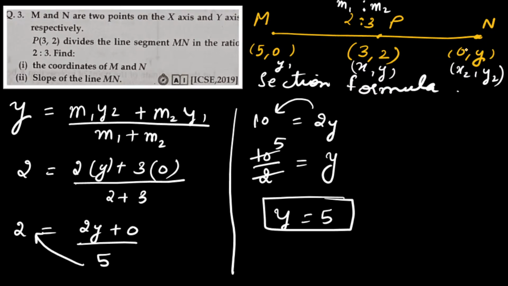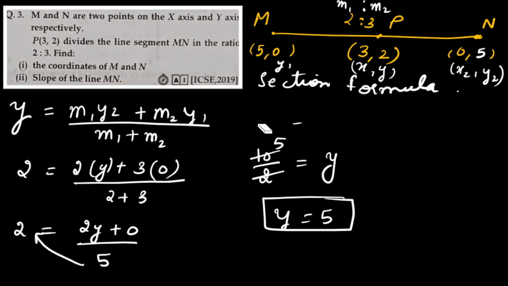So coordinates of point M are 5, 0 and coordinates of point N are 0 comma 5. Yes. So we have found the coordinates of points M and N. So the first part is done. Now slope we have to find. Slope of MN. So I'll just clear this one.